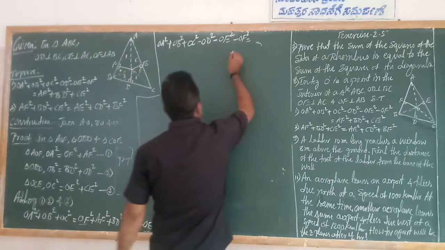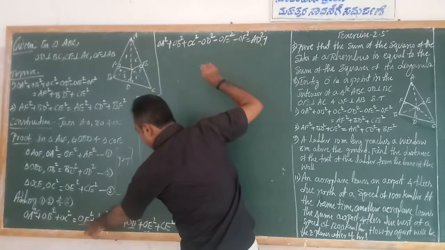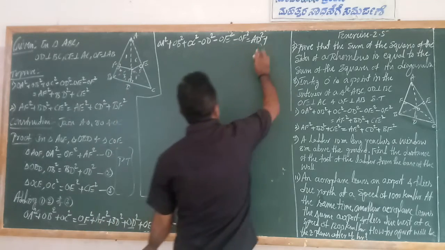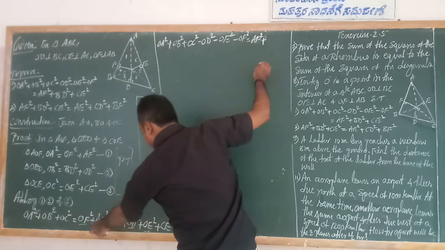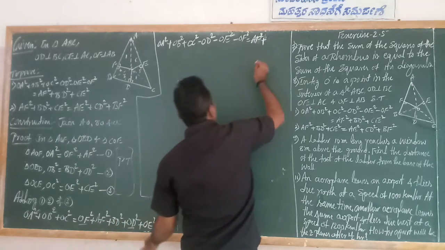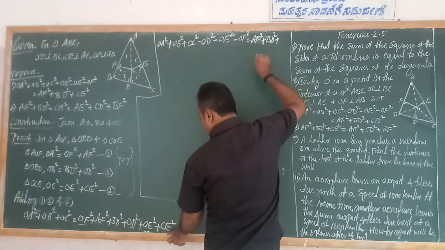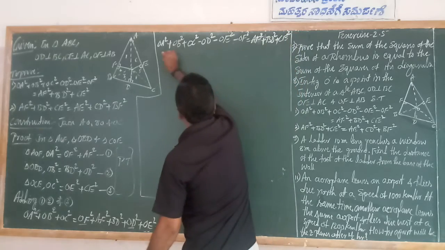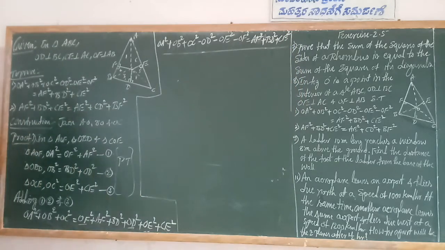Sorry, AF square, not AD square. Remaining is AF square plus BD square plus CE square. So hence the proof. So first point is over. Now the second one.